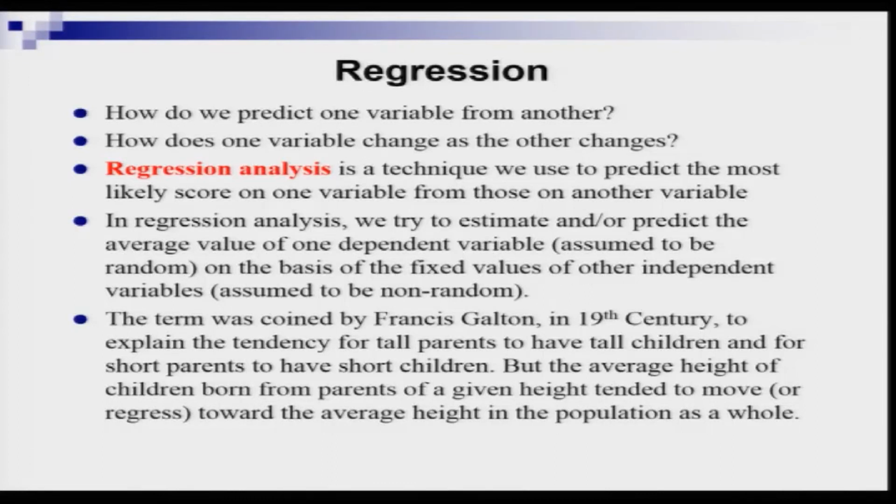But what he noted from the data is that the average height of the children born to parents of a given height tended to move towards the average height of the population as a whole. So, what does that mean? It means that the average height of children from taller parents used to be less than the average height of the parents, and of course that is going downward.